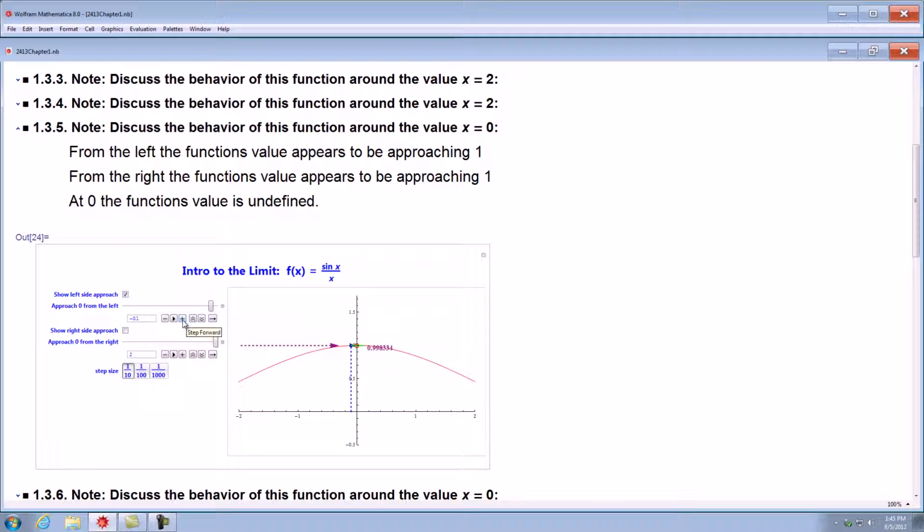It's headed towards something. I'm going to go finer here. Looks like it's headed towards 1. Even finer. Let's see here. That's about as close as we'll want to get. It's rounding off there. It's saying it's 1, but really 0.999999. So when we're really close to 0 from the left side, it's headed towards 1. The function's value is headed towards 1.